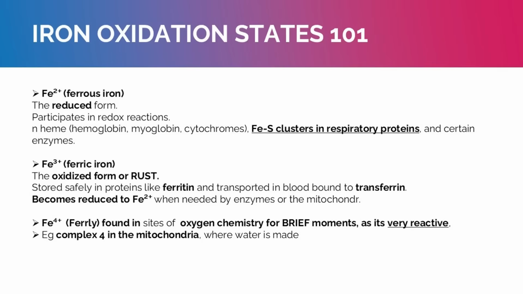And also the mitochondria play a big role in iron transport. There is another form, the iron 4, the ferryl, and that's very interesting and related to making water in the mitochondria because this form of iron is very, very reactive and it's often associated with oxygen chemistry, so it's only around for very brief moments. And this form of iron, one of the biological sites I know it appears is in complex 4 where water's made. So this is where the proton, the electron, and the oxygen combine to make water. This is the end of the electron transport chain. And there's a reaction where the iron 4 is involved in this as well.